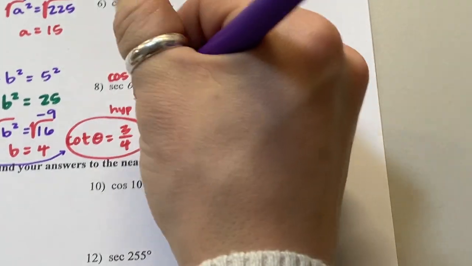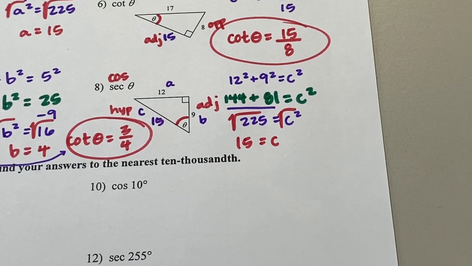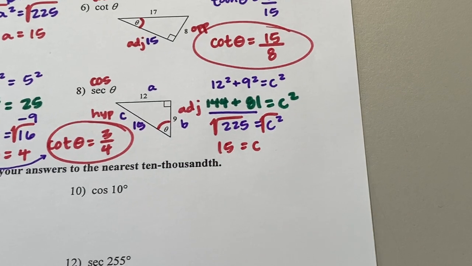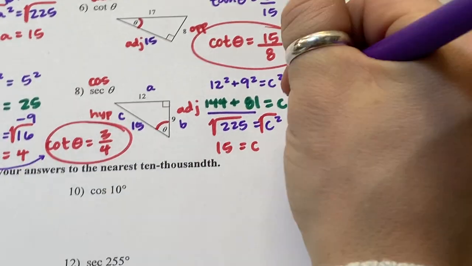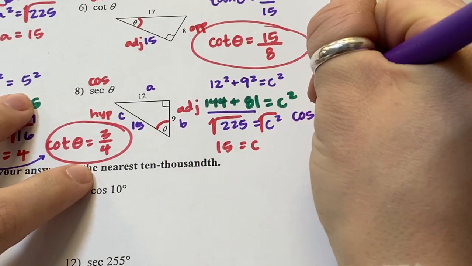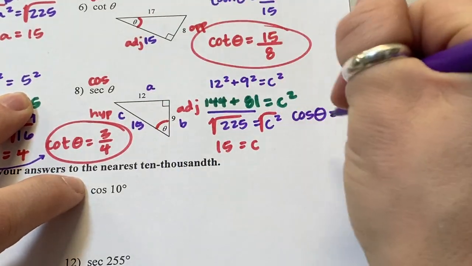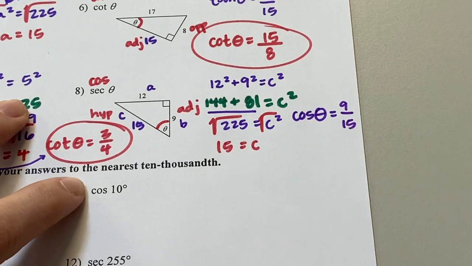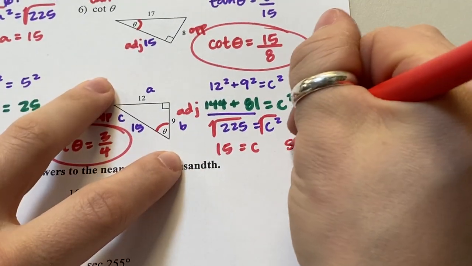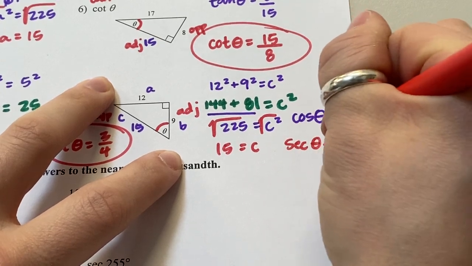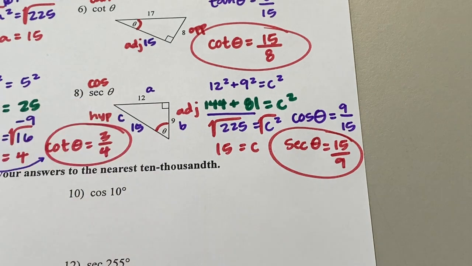Woohoo! 15. We have the side we need for cosine. First we find cosine and then we just flip it over. So cosine of theta equals adjacent 9 over hypotenuse 15. So then what does that mean that secant of theta is? Flip it over. 15 over 9.